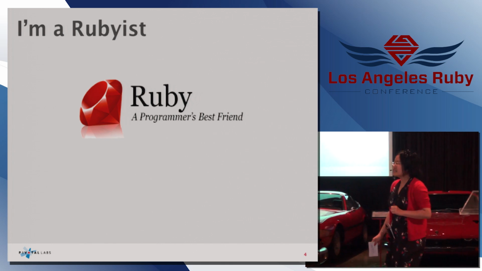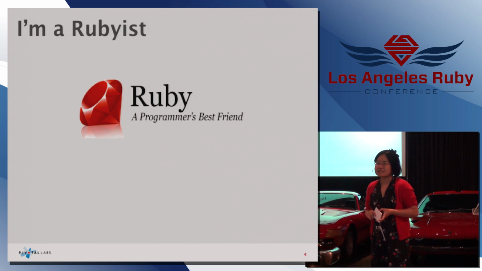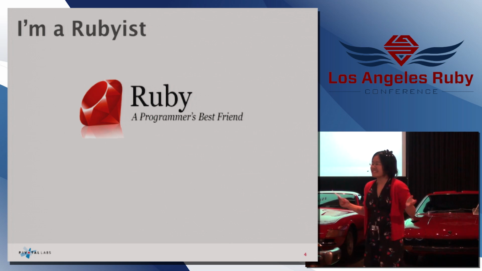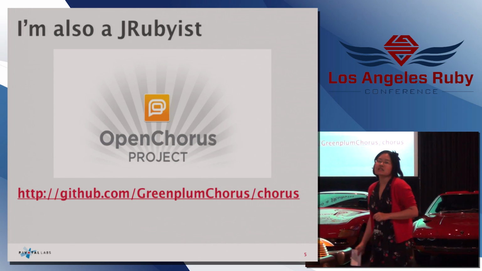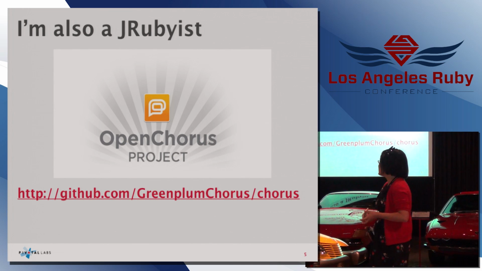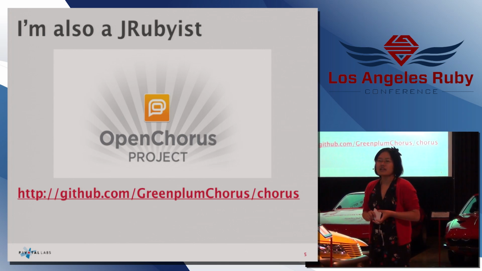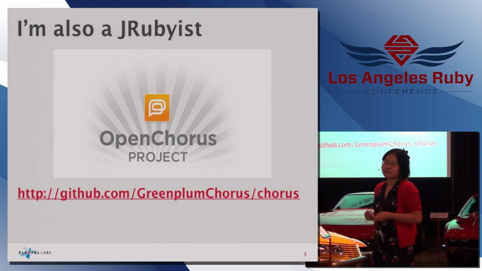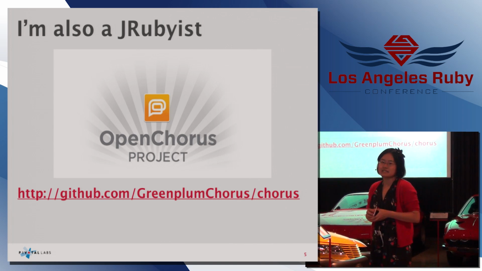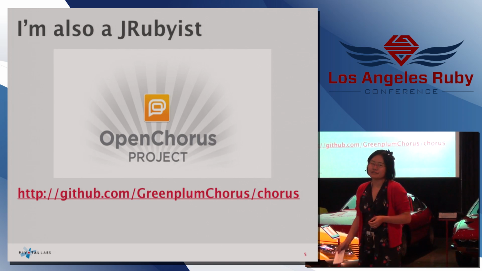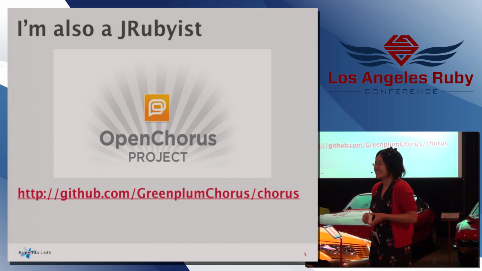So a little about me. I'm a Rubyist. I've been doing Ruby for about 3 years. And I mainly do Rails. Yay, Rails. So I'm also a JRubyist. For the last 6 months, I've been working on this product called Open Chorus. It's an open source initiative. It's basically a collaborative platform for data analysis. Think of it as Google Docs for data scientists. And as far as I know, we are one of the biggest JRuby projects out there. We have over 10,000 tests. That's a lot.